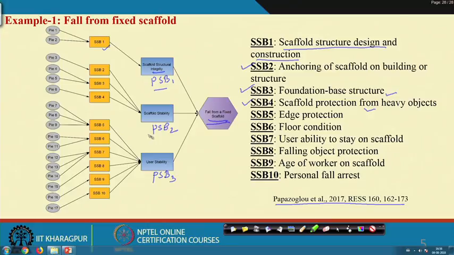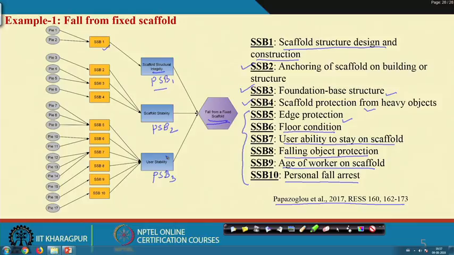Now, the third one is user stability. You see what the things are for user stability. There are six support safety barriers that ultimately lead to user stability. What are they? One is edge protection, because you are working on a scaffold which is at height. Second is the floor condition. Third is the user's ability to stay on the scaffold. Fourth is falling object protection. Fifth is age of worker on scaffold, and personal fall arrestor. All those things should be successful. Otherwise, what will happen? The user will be unstable.